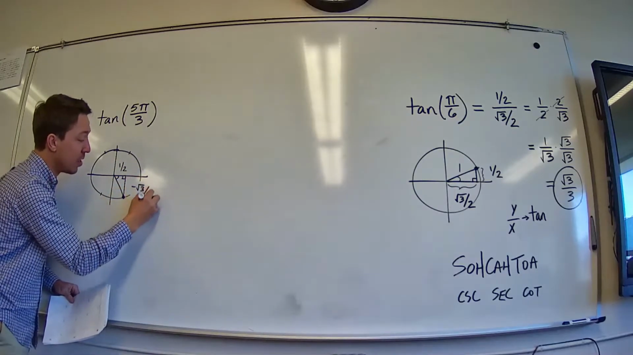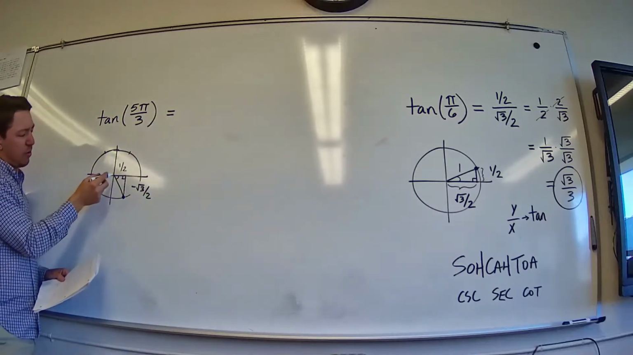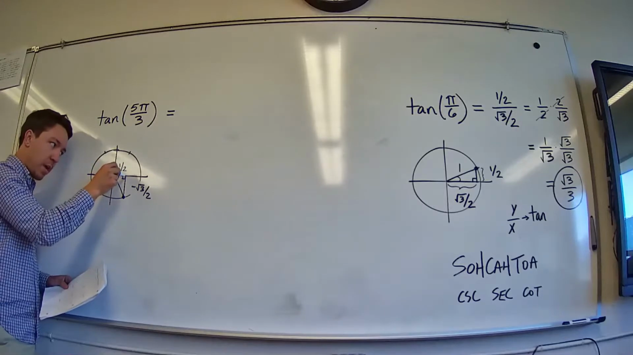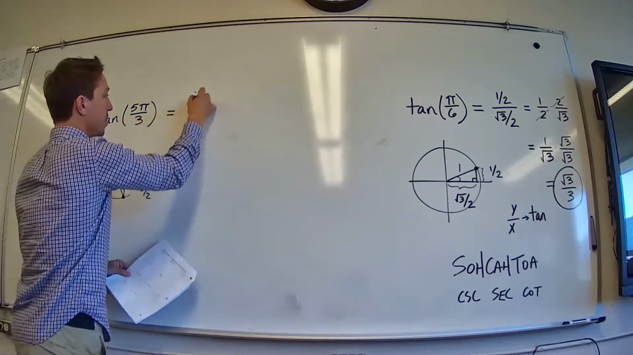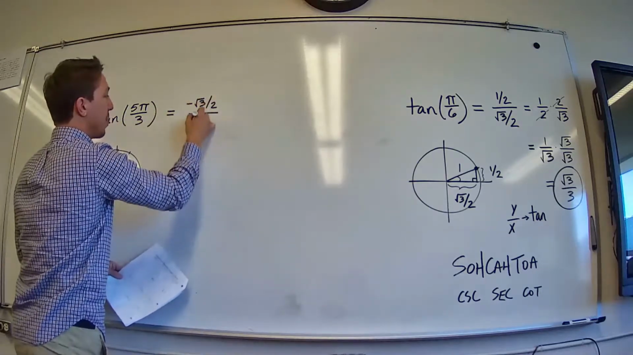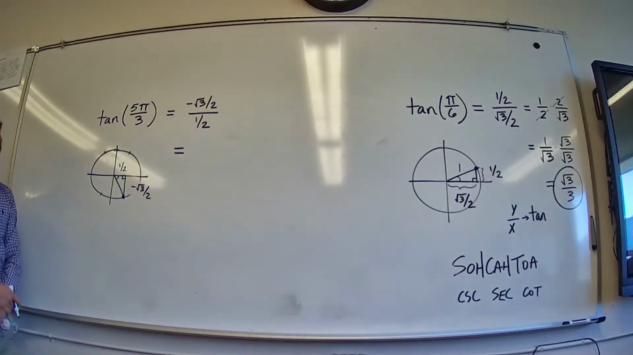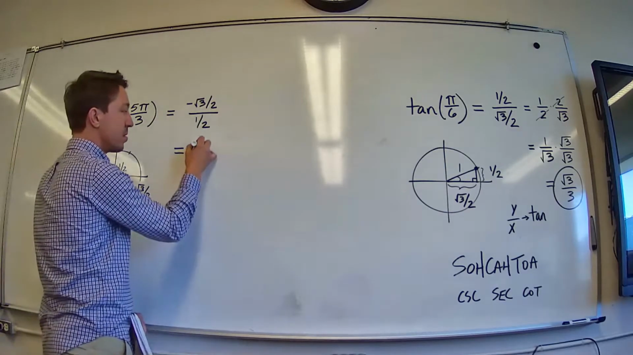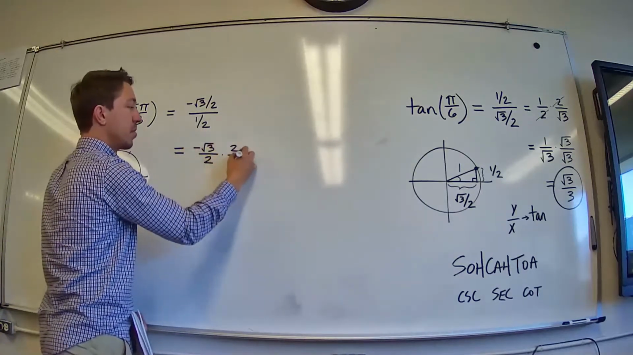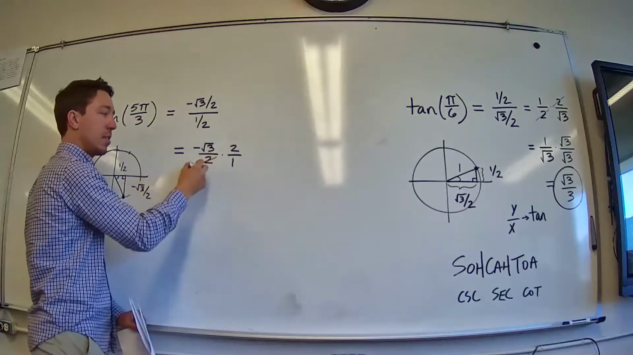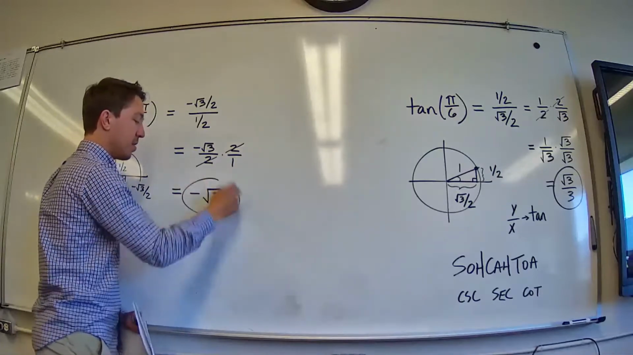It's negative √3/2. So my tangent, this is why the triangle is pretty critical, because now you look at this and go, well, who's the opposite, who's the adjacent? Well, the y value is the opposite, and the x value is the adjacent. So you go negative √3/2 divided by 1/2. What's going to happen when you divide those numbers? Multiply by the reciprocal, right? Cancel, and you get negative √3. Ooh, that's a nice number.